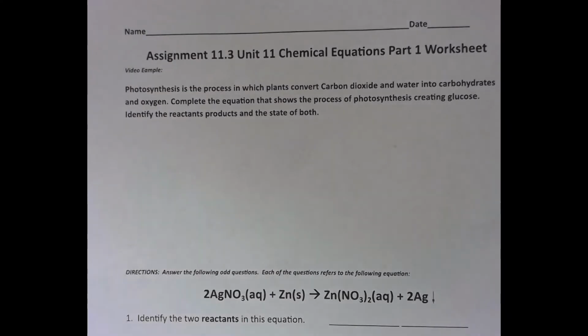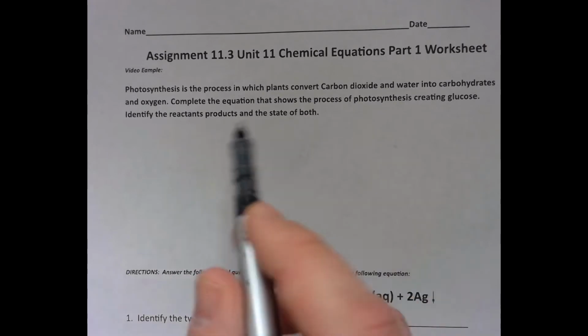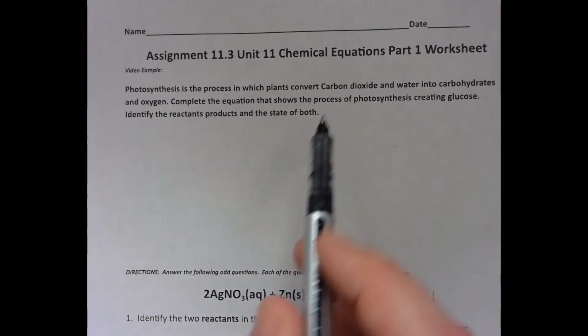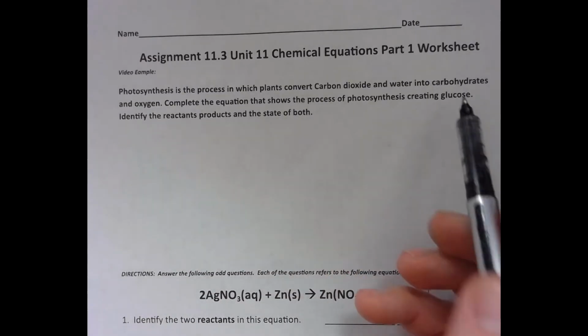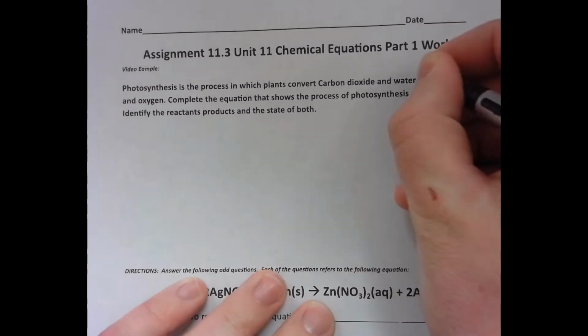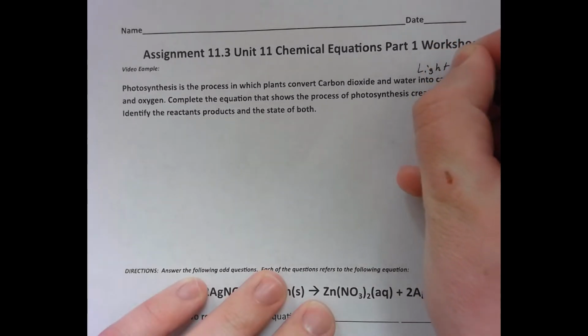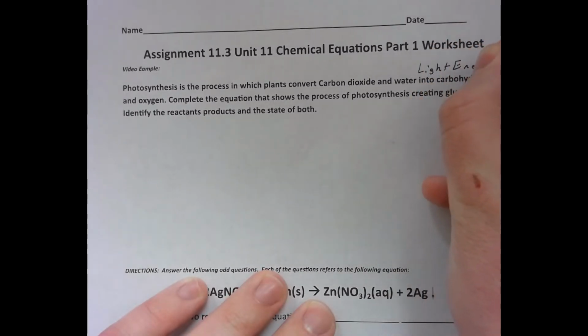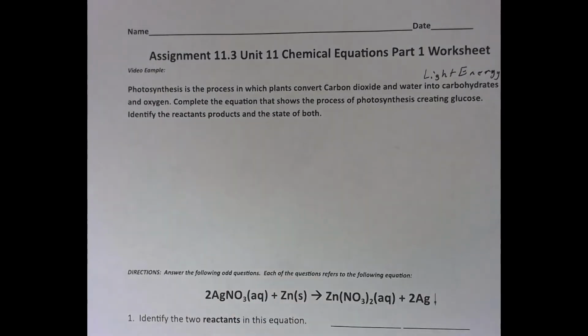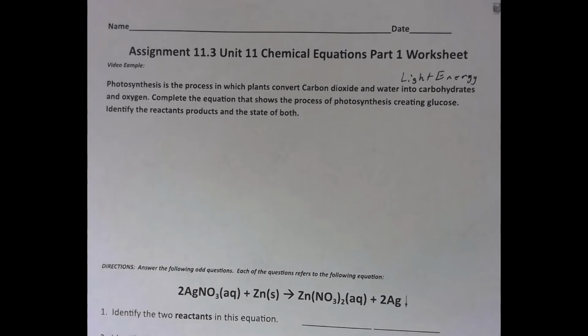So with photosynthesis, it says the process in which plants convert carbon dioxide and water, and it should say light as well, light energy, because you have to have the sun. And we turn that into carbohydrates and oxygen. So in this case, we're going to talk about creating glucose. So we have to know what glucose is.